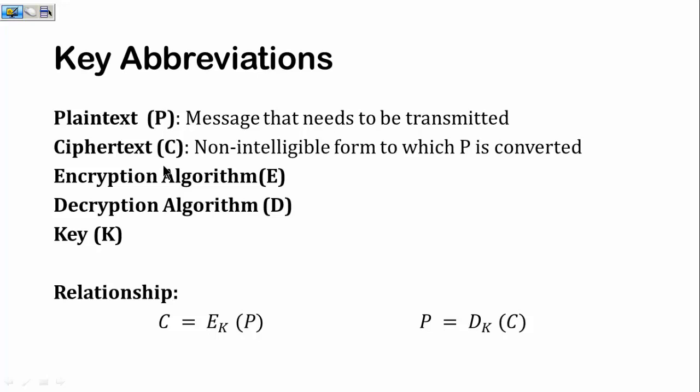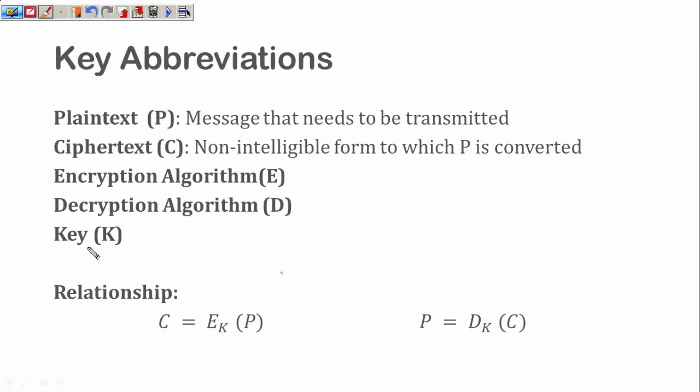Mathematically, C is represented by C equals E_K(P), which means that the plain text has been encrypted by some encryption algorithm E and key K. And when you want to get the plain text back from the ciphertext that you have calculated, then on the ciphertext you apply the decryption algorithm D with the same key that you have used over here. The same key is used and you get the plain text back.